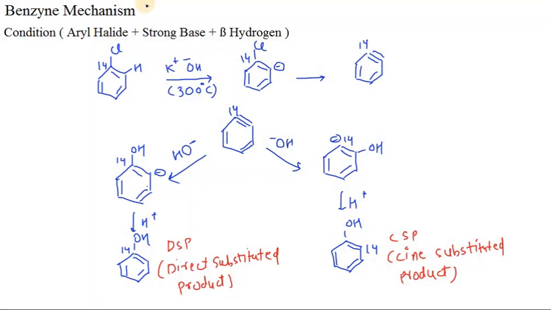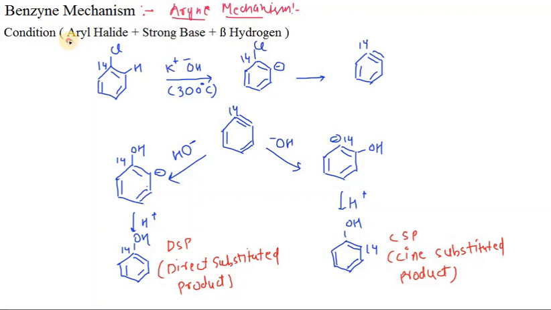So now in the nucleophilic substitution series of reactions, the next reaction we're going to deal with is the benzyne mechanism. The benzyne mechanism is also known as the aryne mechanism. Now, what are the conditions of the reaction? If we talk about the aryne mechanism or benzyne mechanism, what is the condition?